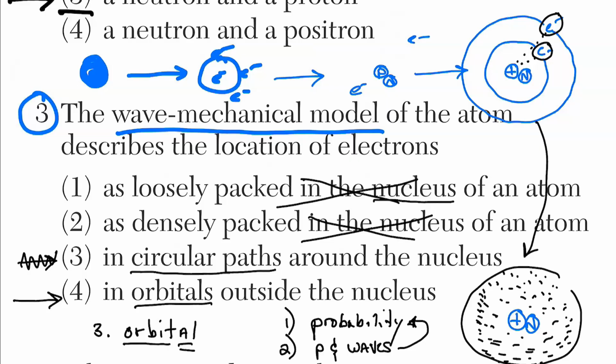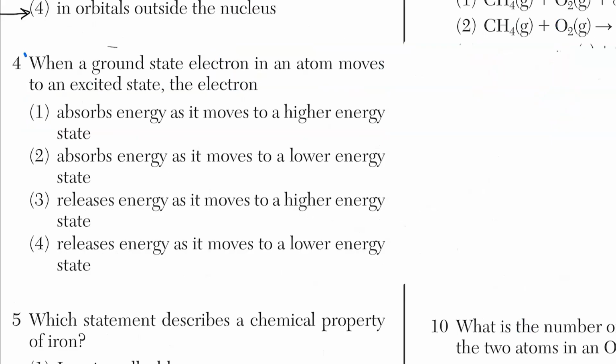Moving on to number 4. Number 4, when a ground state electron in an atom moves to an excited state, the electron does what? Okay, first of all, I hear the word atom. I always think neutral, so it's not an ion. Okay, the ground state means kind of like if you're grounded at home, you're in trouble. You're grounded. We used to say that. Okay, I'm getting older now. Maybe I don't say that anymore, but grounded means you couldn't go anywhere. Ground state means the lowest energy. So the lowest energy an electron can have.